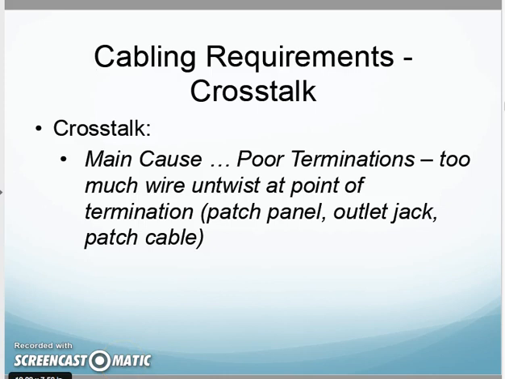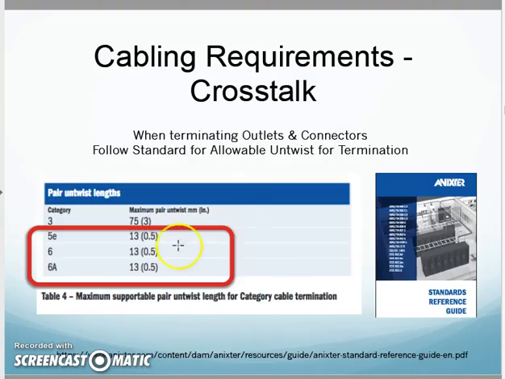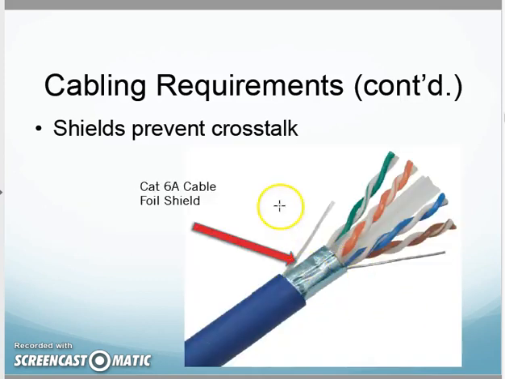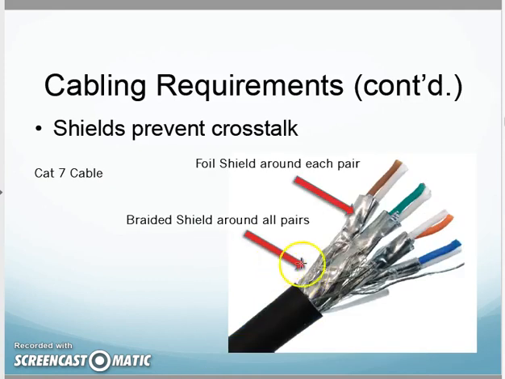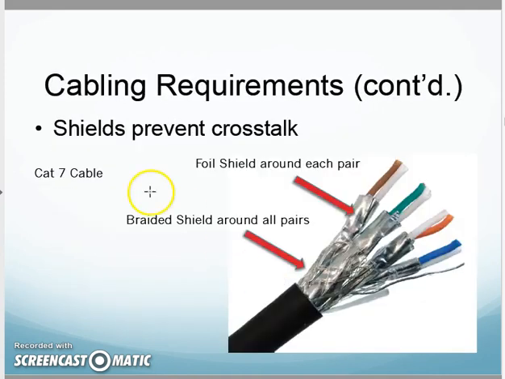And they say the main cause is poor terminations, again, all those we mentioned before. And the main ways to stop this is watch your termination, half-inch untwist allowed at termination points, keep them nice and tight. And they talk about shielding, that you can have a foil shield, and here's 6A with a foil shield. That's one way to eliminate that. And or the braided shield. Here's a category 7 showing foil around individual pairs and braided around the whole cable, if you will. Those are ways to help prevent crosstalk. Okay? We'll come back to the next one about different types of cabling.